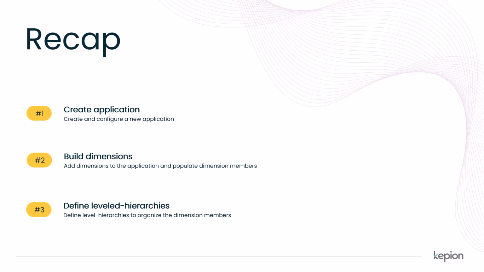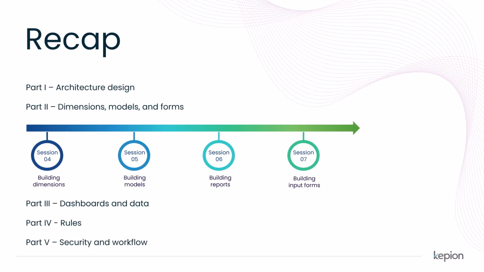In this session, we created a new application and configured its default settings. Then we built all the dimensions we outlined in our architecture document. And lastly, we created leveled hierarchies on our product and entity dimensions. In our next session, we'll use these dimensions to build the models we outlined.